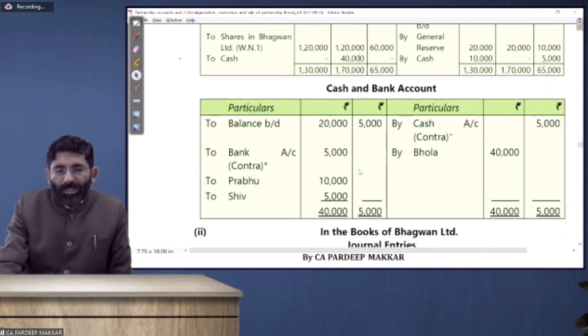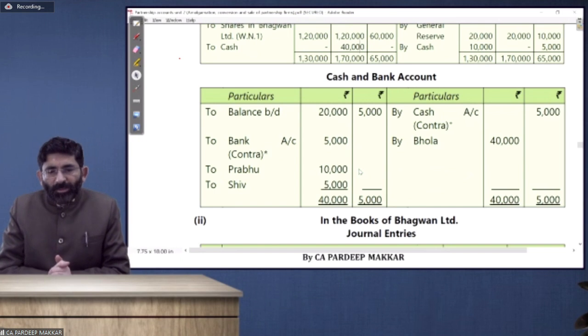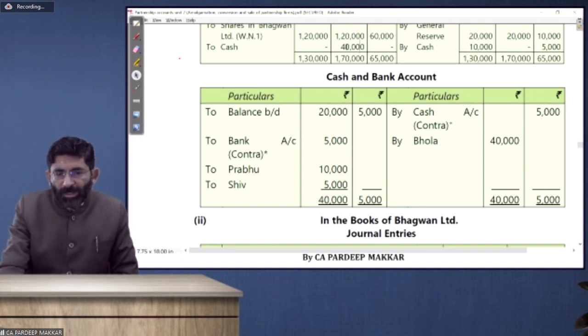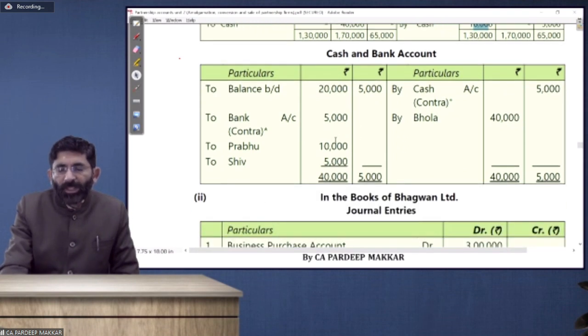Now the cash and bank account is prepared. That is also very simple. By cash, whatever cash is available is transferred to bank, so that all entries are transferred to the bank. Just these 3 entries are passed in it: 40,000, 10,000, and 5,000. 40, 10, and 5. Nothing else is there. One contra entry is there.